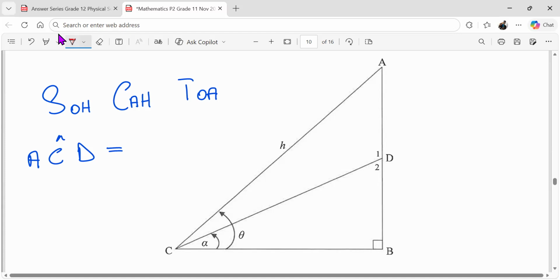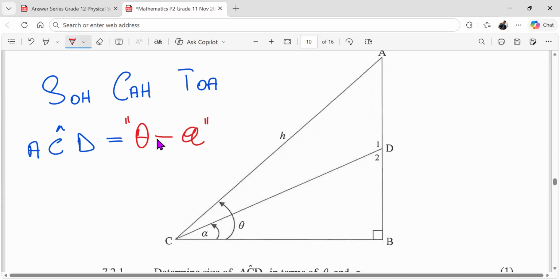Sir, I'm not sure if you are speaking or what's happening, but I can't hear you. So I said angle ACD is theta minus alpha. Theta. Wow. Thank you, sir. You just needed a bit of guidance. Yes, that's just it. All right, you should be able to come up with things such as this one because they do like them.